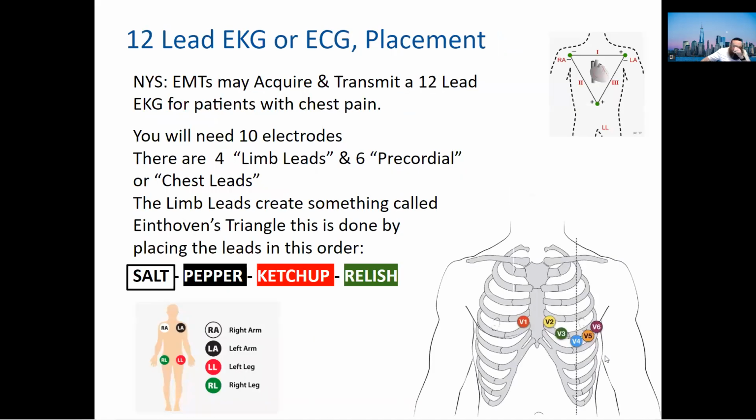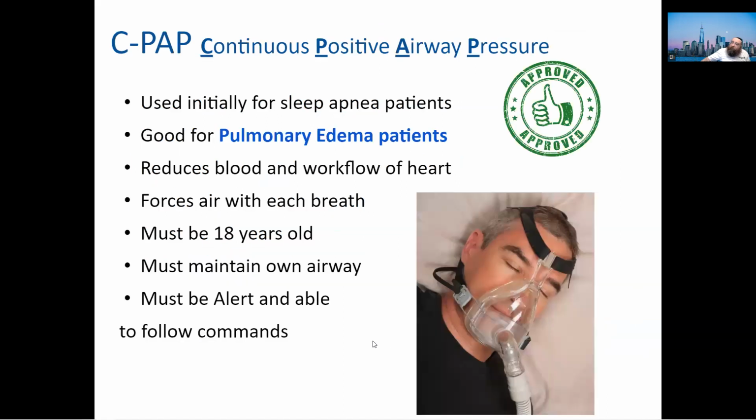Get medics. You're now allowed to do a 12-lead EKG. New York State says acquire and transmit. Well, to acquire, you got to know how to do it. So I will, God willing, teach you on a skill night. There are 2 sets of leads, 4 and 6. So there's 4 limb leads, which goes salt, pepper, ketchup, relish. Remember that. And then there's 6 chest leads. All right, and we'll do it as a skill.